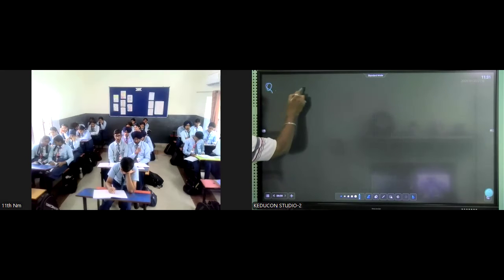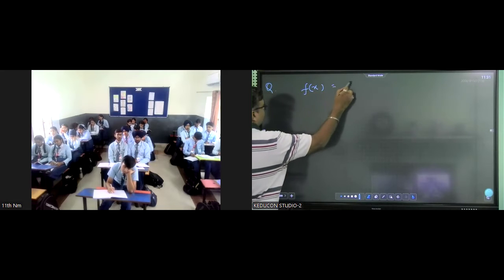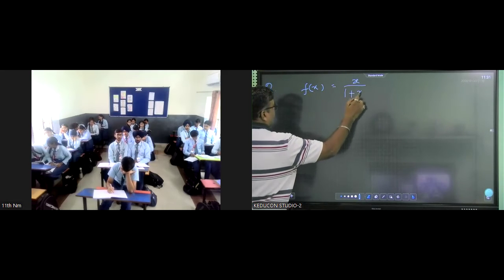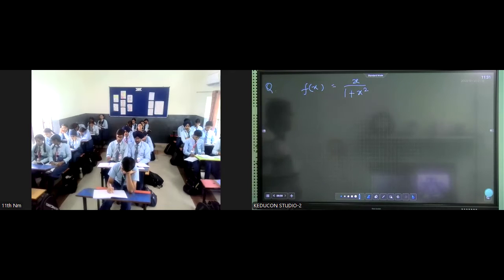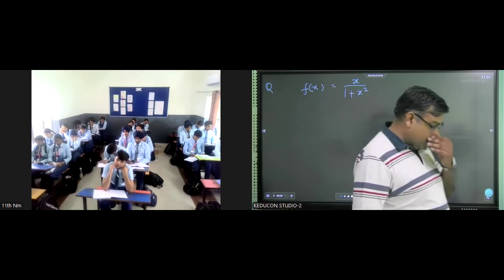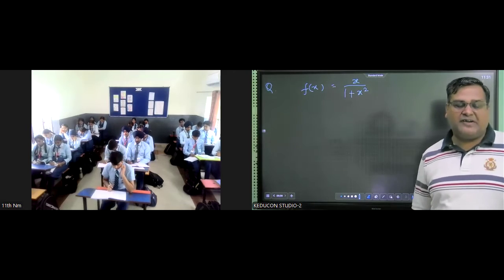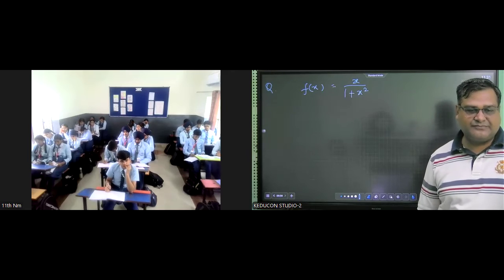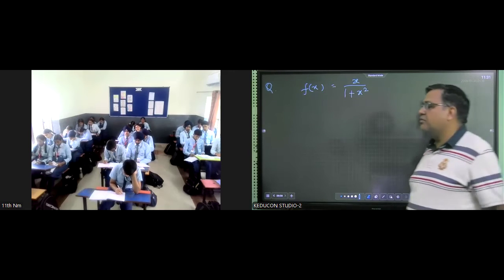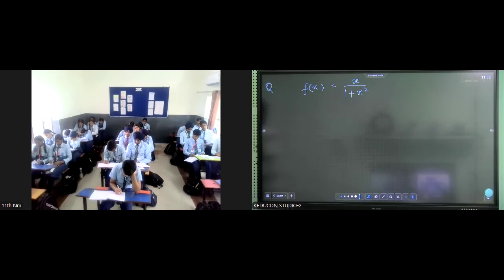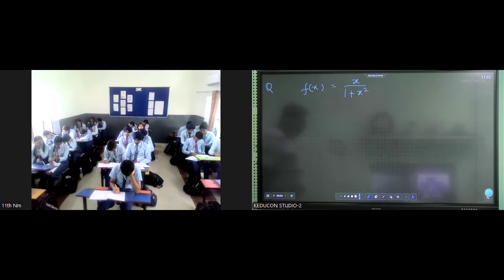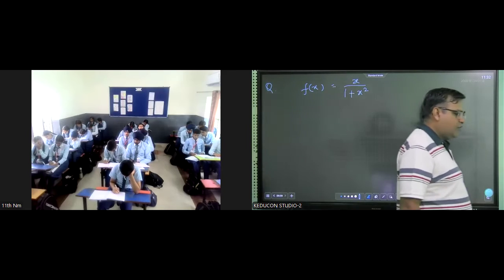Now the question is, let f(x) be 1 over... This is the question, students. Find out the range of the function. Now first of all, tell me what will be the domain of the function. What will be the domain of the function?